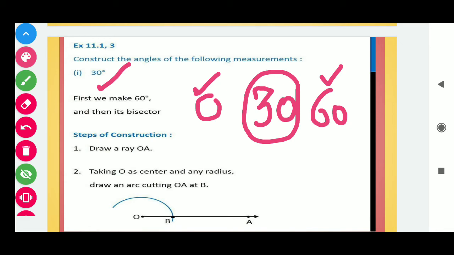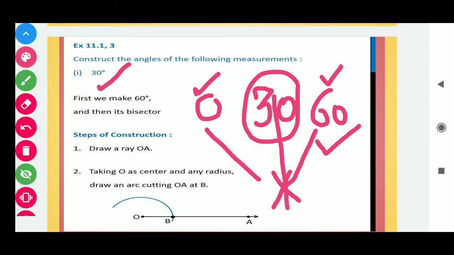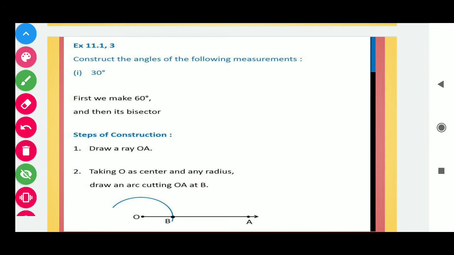So in this way, we have to construct a 60-degree angle first, and after that make an arc from 0 degree and an arc from 60 degree, and that intersects at exactly 30 degree. So students, let's start with the same process. First we make a 60-degree angle, then its bisector. Bisector means sect in two equal parts.